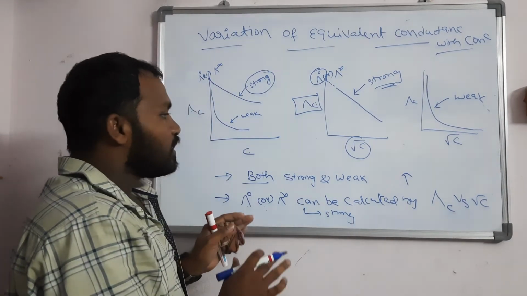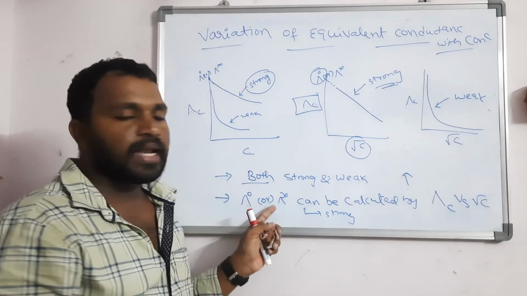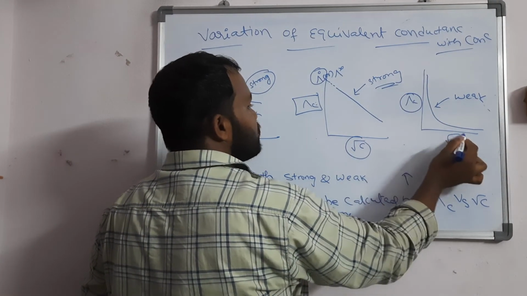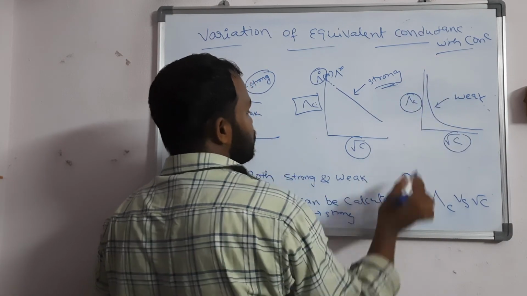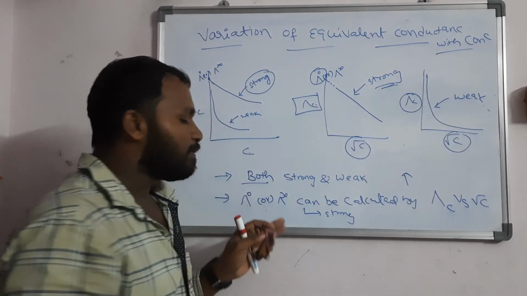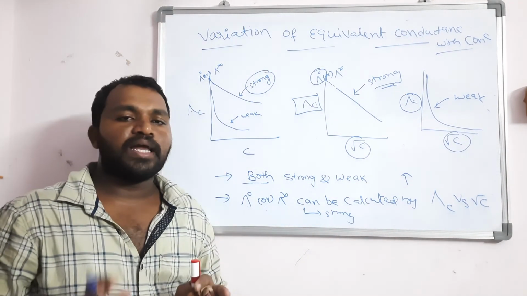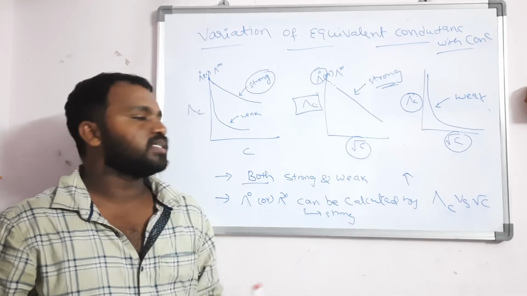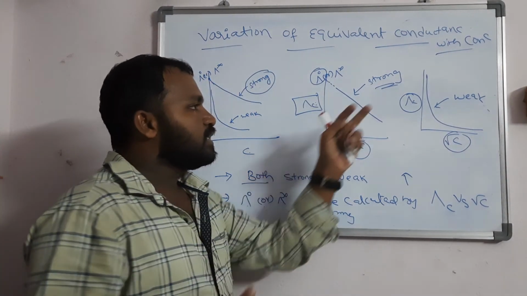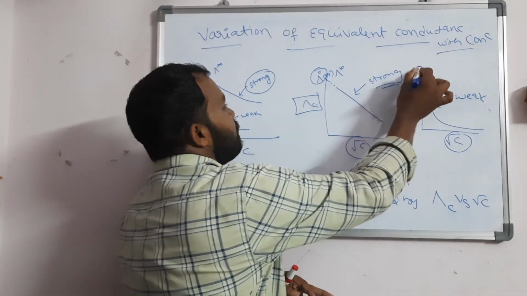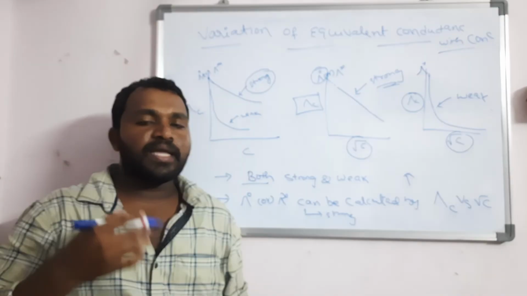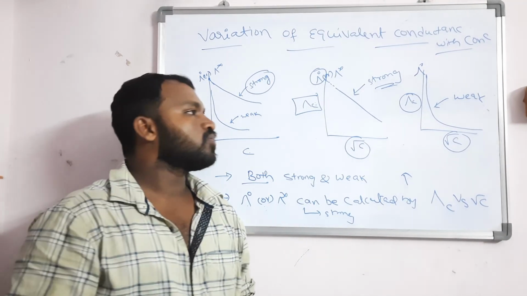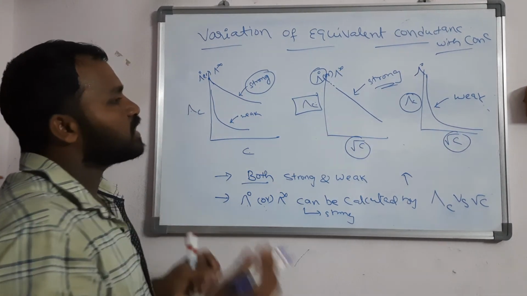Same, but lambda naught, lambda 0 or lambda infinity cannot be calculated by plotting lambda c versus root c for weak electrolytes, because the curve does not touch the axis here. So simply you can remember like this. Lambda 0 or lambda infinity cannot be calculated for weak electrolytes by plotting lambda c versus root c, but it can be calculated indirectly by Kohlrausch law. That we will discuss in the next class.